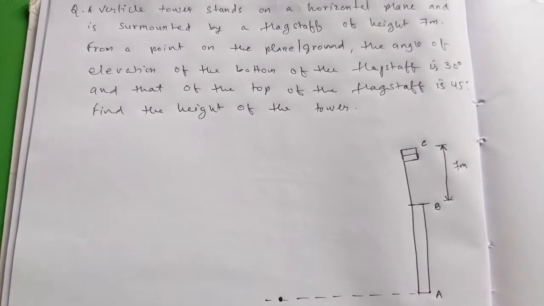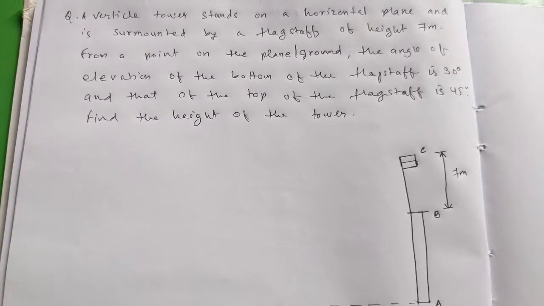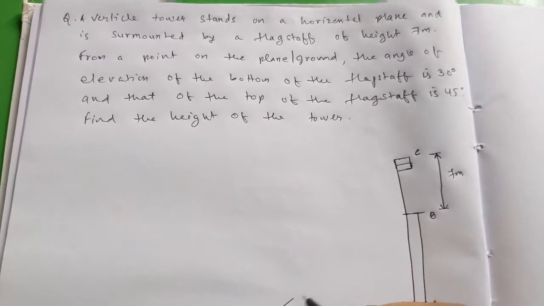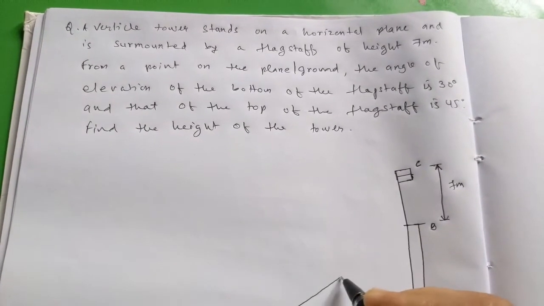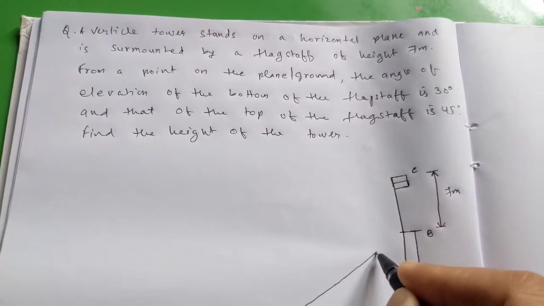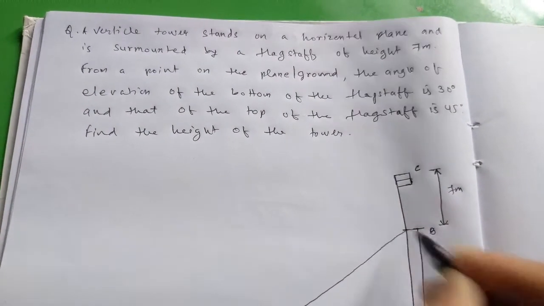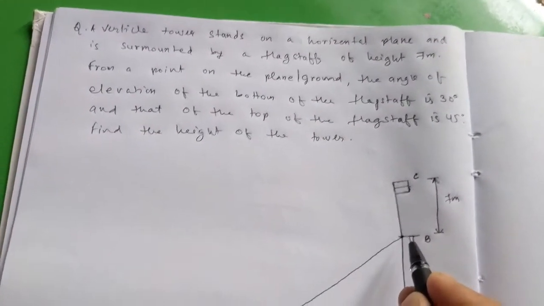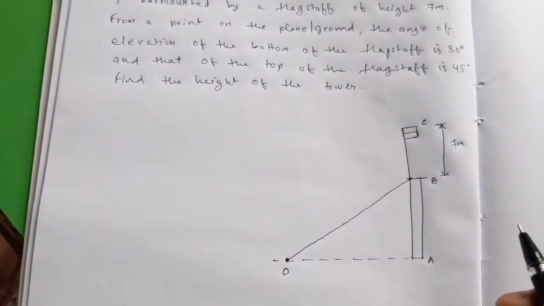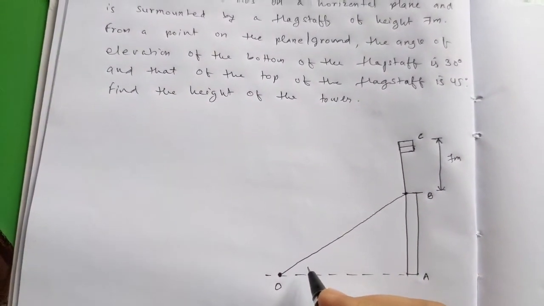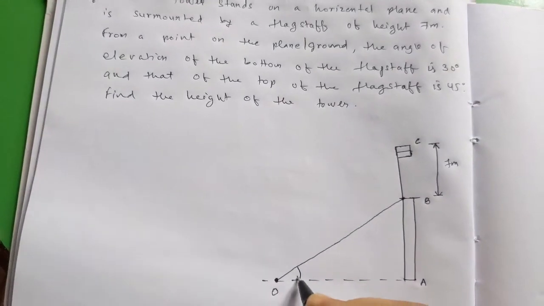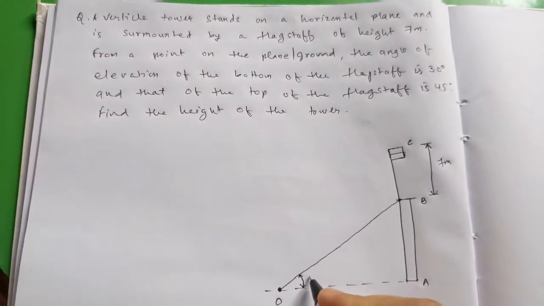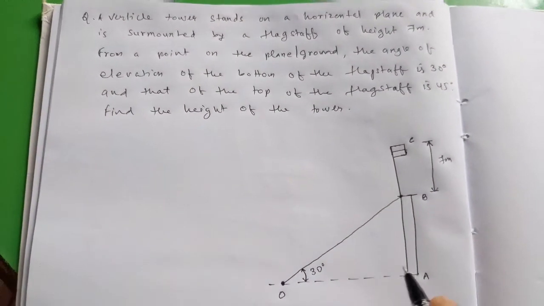From a point on the plain ground, the angle of elevation of the bottom of the flagstaff. Point B is the bottom of the flagstaff. The angle of elevation of the bottom of the flagstaff is how much? 30 degree. Okay, fine.